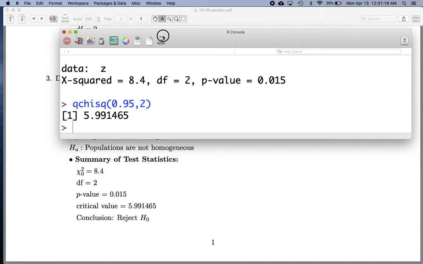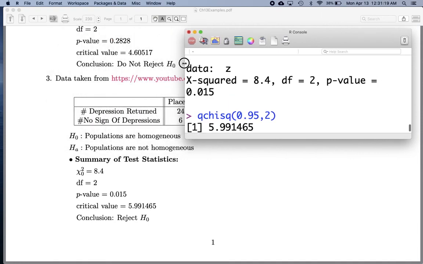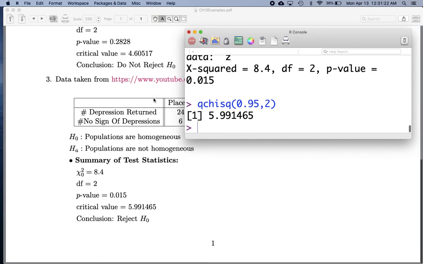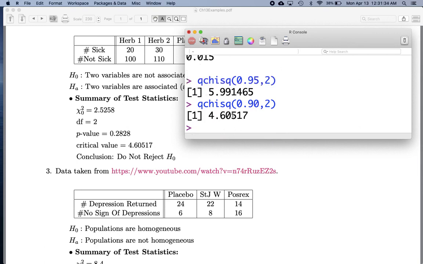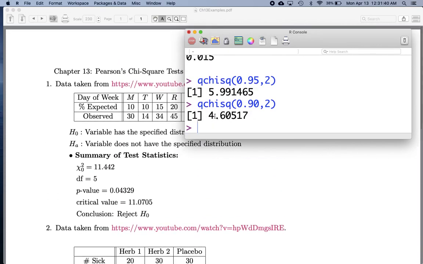Okay, and so let's quickly look at the critical values for the other examples. In our previous example, we were looking at chi-squared. This was a 10% significance, so I'm going to change that to 0.9, but again, we have 2 degrees of freedom, so we get 4.60517. And then for our first example, we wanted to find the critical value at 5% significance. Here we have 5 degrees of freedom, and it turns out that critical value is 11.07 and some change. Okay, so that is how the chi-squared tests work in R.